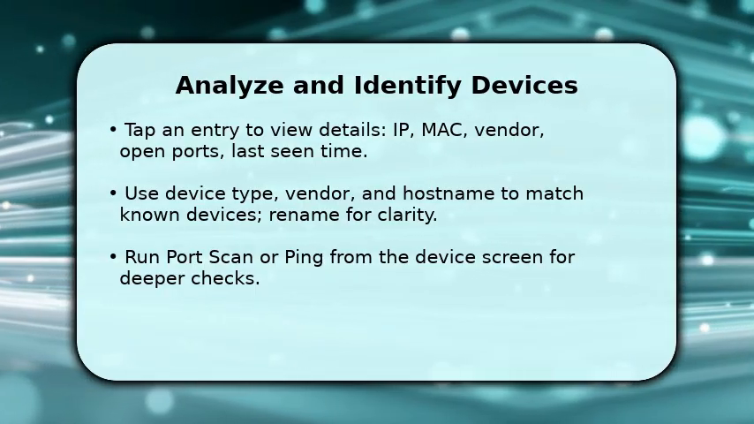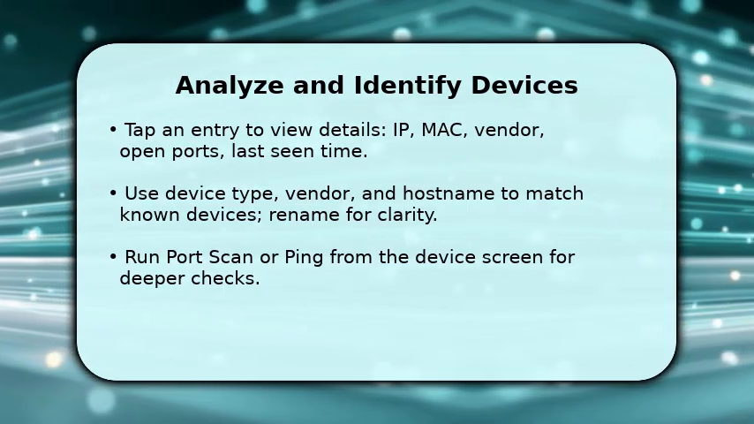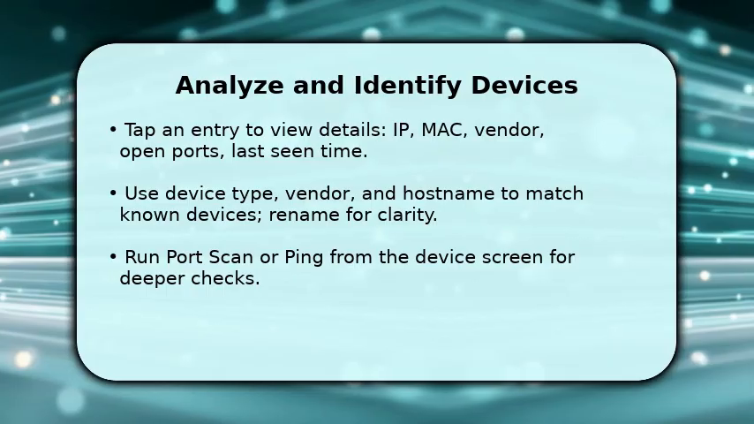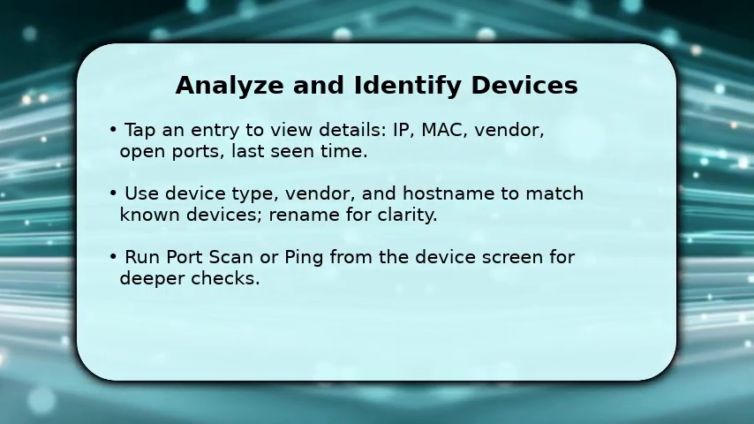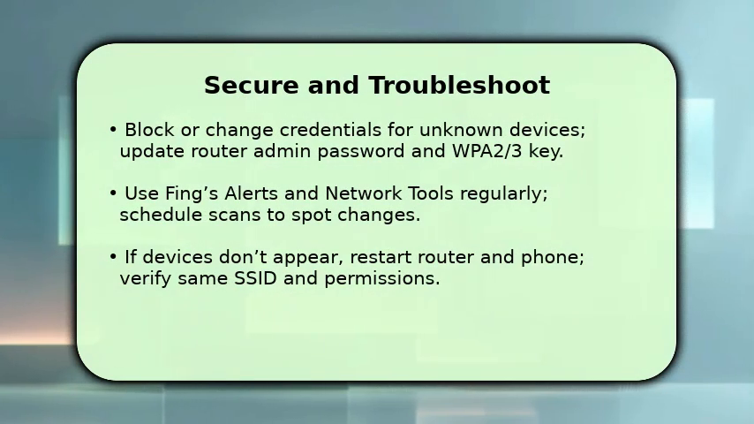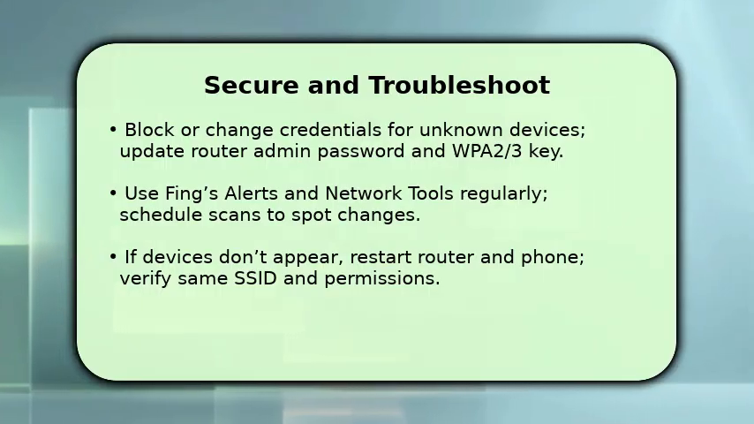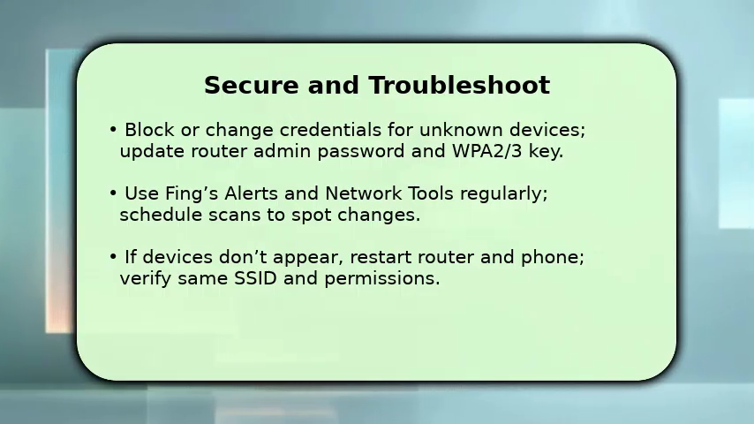If you need more detail, run Fing's port scan or ping from that device screen to test responsiveness and open services. Finish by securing anything suspicious. You can block unknown MACs from your router, change the admin password, and update the Wi-Fi WPA2/3 key to force reauthentication. Once done, enable Fing alerts and schedule regular scans so you spot new devices quickly.